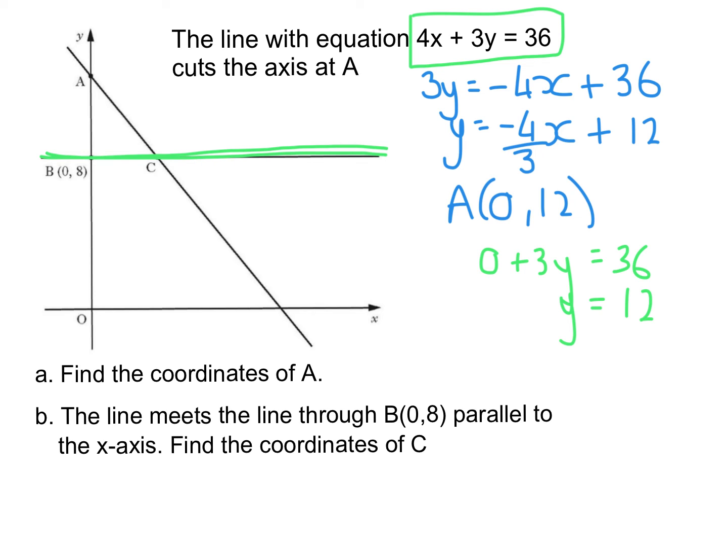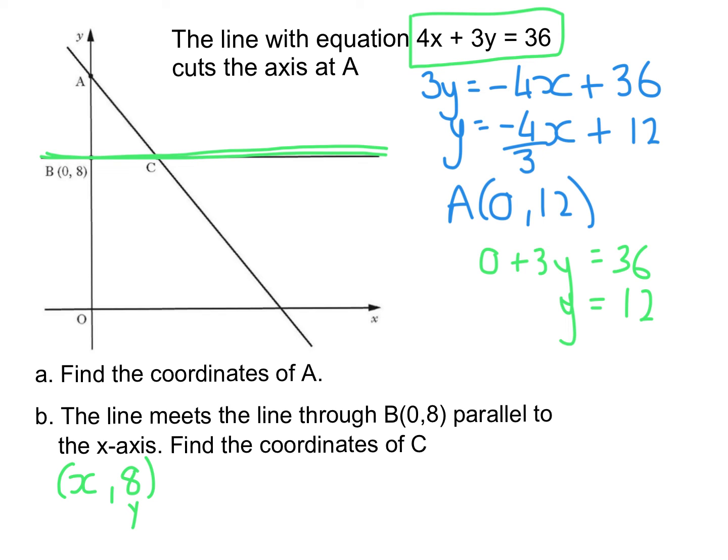Now I already know part of the coordinate C. I know it is along something and it is up 8 because it's the same distance up as the coordinate B. So I want to find out the x coordinate. I already know my y coordinate is 8. So I'm going to replace my y coordinate with the number 8.